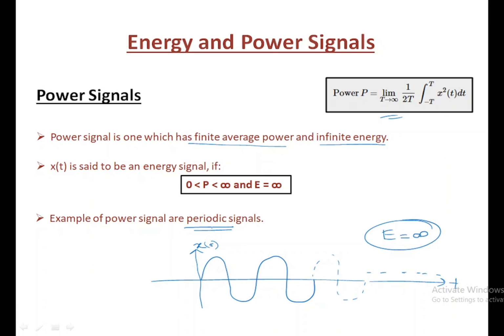So these two terms, energy and power, basically define the strength of a signal. We can calculate the strength through energy or through power, depending on the type of signal it is. I hope you understand all four types of classification, two I talked about in my previous video and two in this video. If you are clear with it, then it's okay, but if you have any doubt, please do ask.